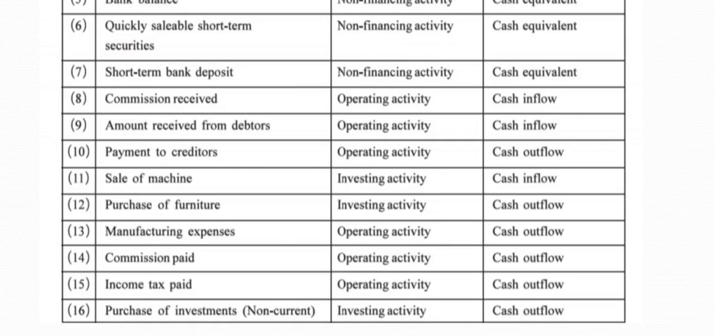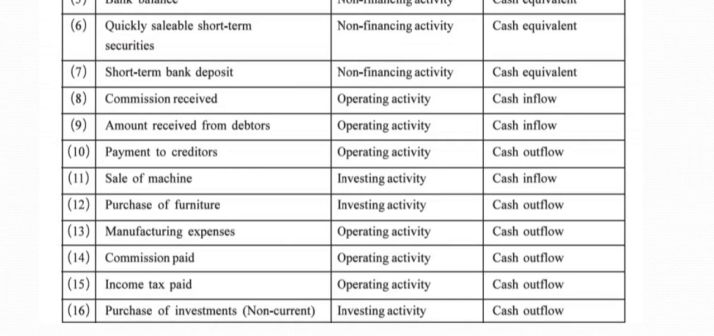Sale of machine. Friends, sale of machine is an investing activity, and it is an investing activity of cash inflow. Purchase of furniture, as sale of machine is an asset, purchase of furniture is also an asset, so it is an investing activity of cash outflow. Manufacturing expenses. Friends, manufacturing expenses are routine operating expenses, so it is an operating activity of cash outflow. Same with commission paid. Commission is also an operating activity, and it is an operating activity of cash outflow.